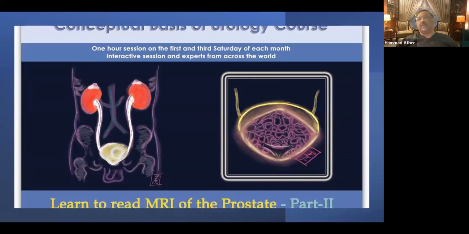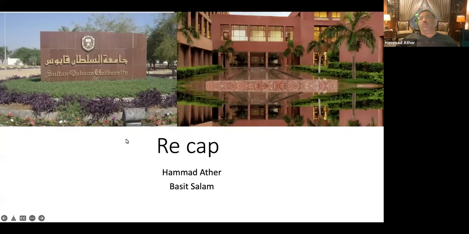This is the conceptual basis of urology course, in which we have a 1-hour session, first and third Saturday of each month, interactive session with experts around the world to talk about some of the interesting contemporary issues in prostate. And as you remember, we have done MRI of the prostate in the last session. And this time, we are going to continue with our previous session. We will be discussing interesting cases and MRI scan of those cases.